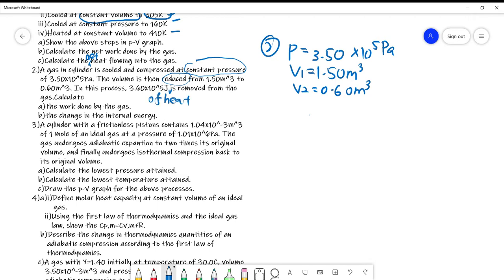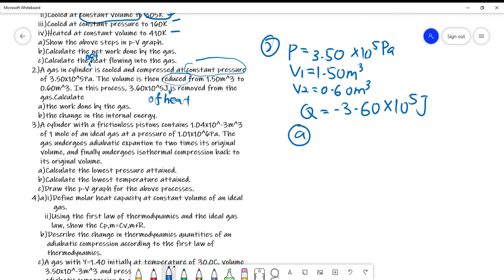3.60 times 10 to the power of 5 joule. So this is negative, which means the Q is actually leaving the system. So calculate the work done by the gas.